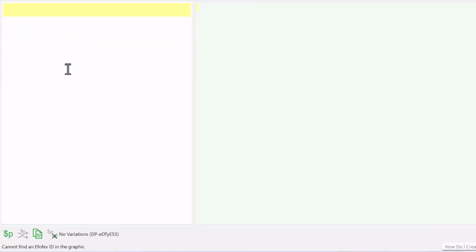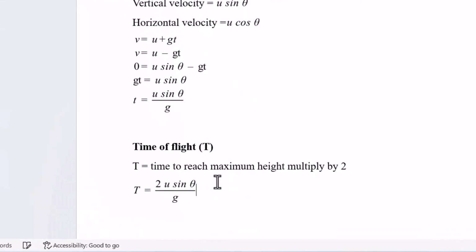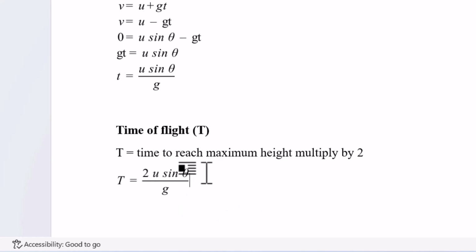So time of flight is going to be capital T equals 2u sine theta, let's also put it in brackets, 2u sine theta, divided by g. So this is the formula for time of flight. It's very easy. So I've proved it.